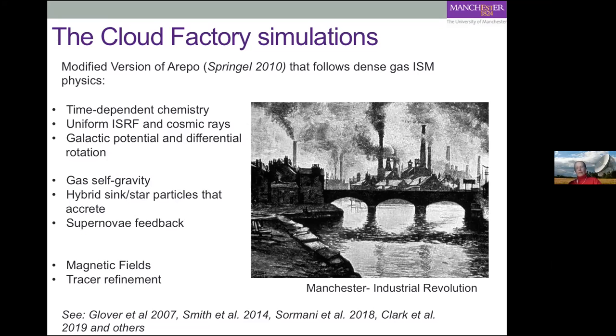And so we have all sorts of ingredients. We have a chemical model, which is really necessary to follow the different phases of the interstellar medium and find out where you have the molecular gas for the molecular clouds. We have heating from the interstellar radiation field. Obviously, we model the galactic potential and the gravity.